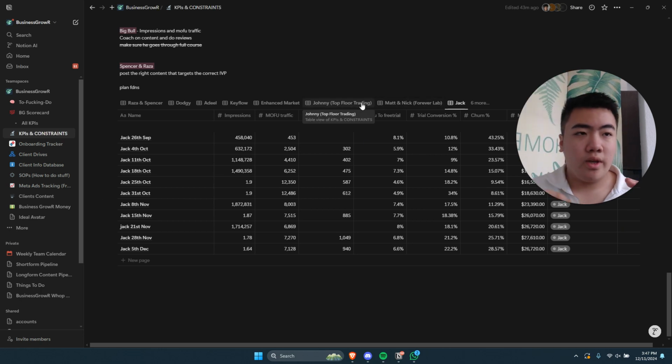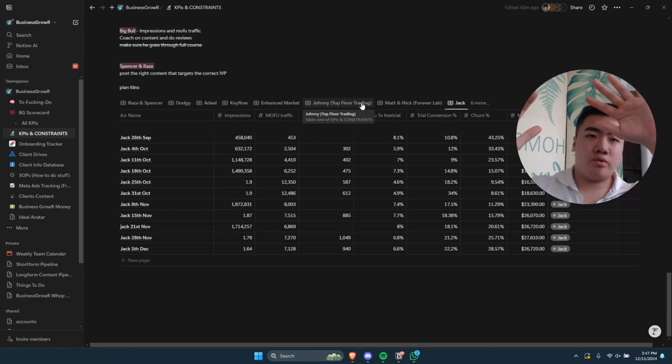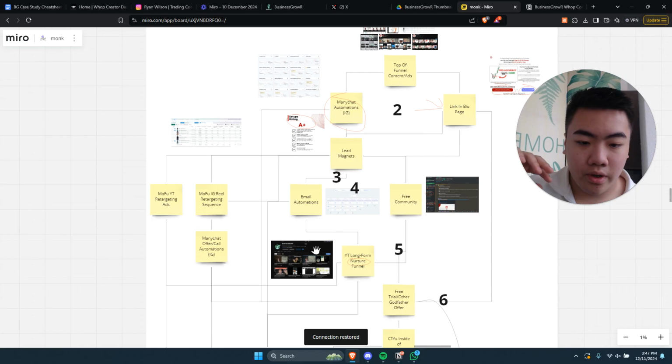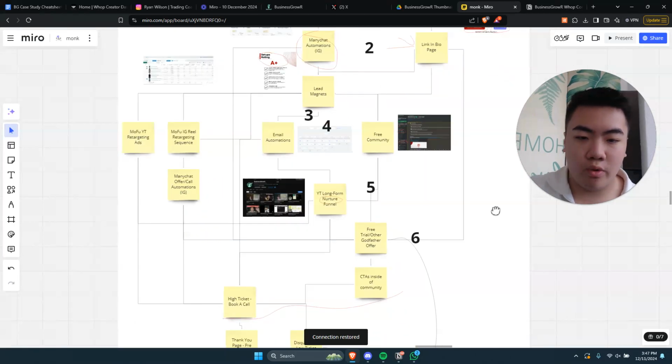And then this number. So the Mofu to free trial, this is what people usually consider conversion rate. So this is the percentage of people that have become leads. We've collected their email. We've either gotten them into the Discord or we have their attention on other platforms. Now they're in the massive web of content. They're around here, around steps 3, 4, and 5.